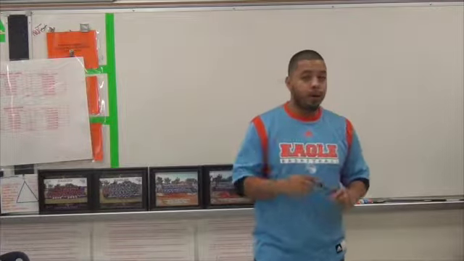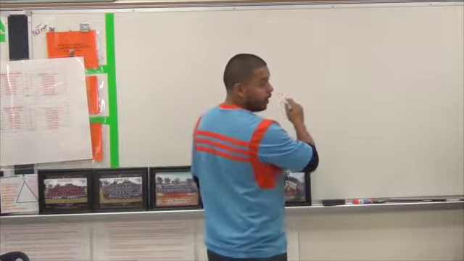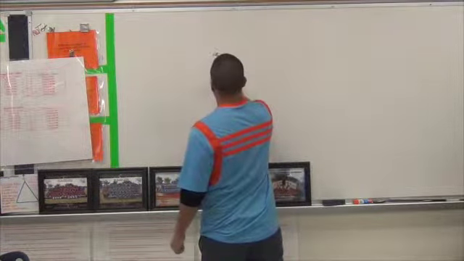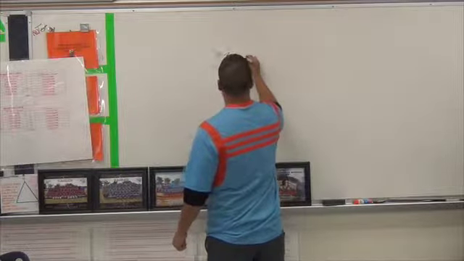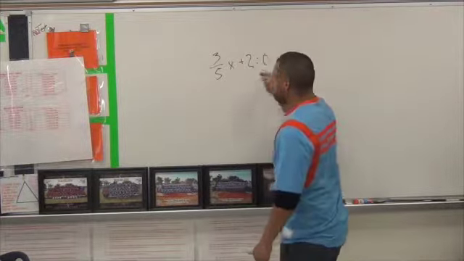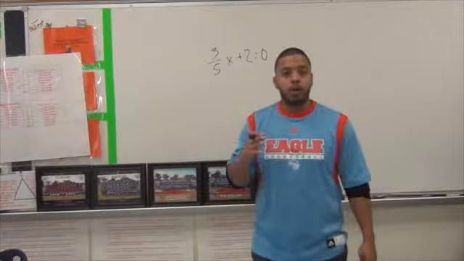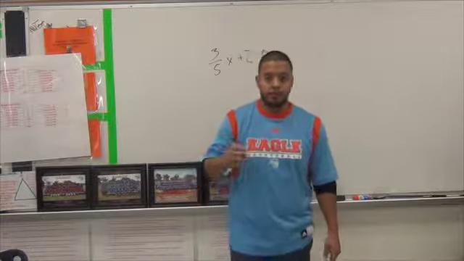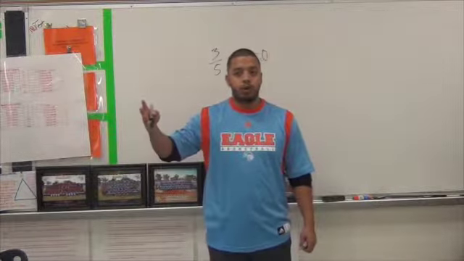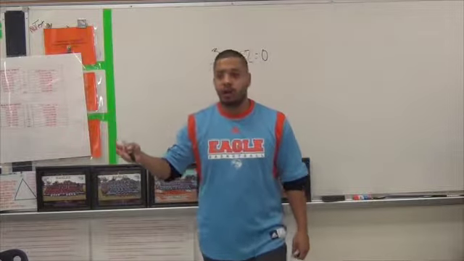Okay, the problem I'm going to work out right now is problem number 16, and that's on today's homework. Okay, so the problem looks like this: 3/5 x plus 2 equals 0. Now, this might throw you off for a little bit, because obviously when something is equal to 0, it kind of confuses a lot of kids.